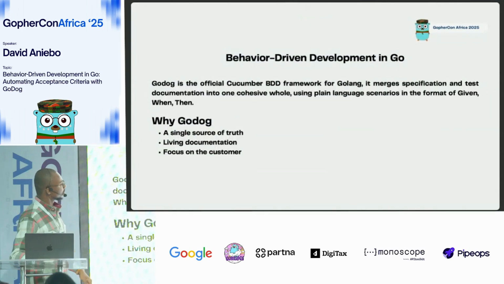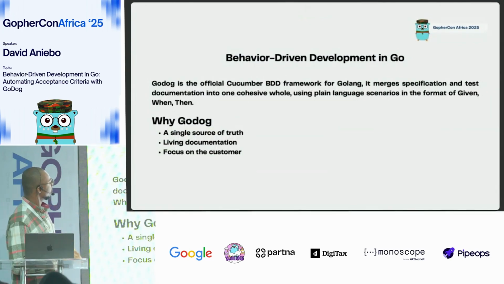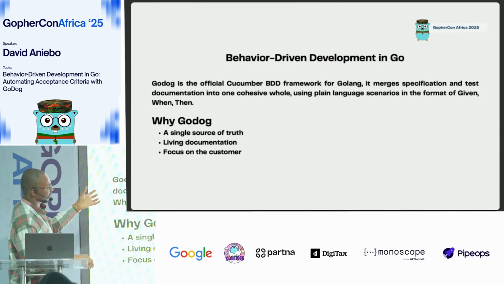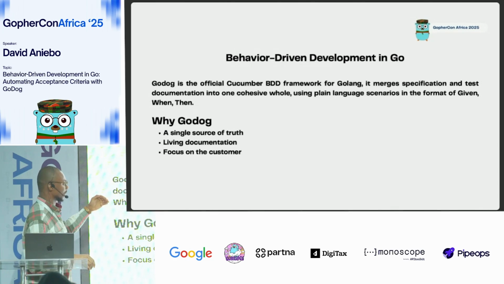So let's dive into behavior-driven development in Go. We have GoDog, which is the official Cucumber framework for Golang. Cucumber is also used in JavaScript, we have Cucumber JS, but GoDog is the framework for Golang.